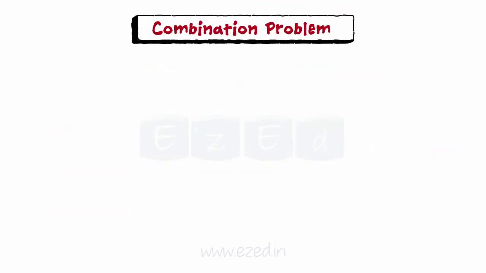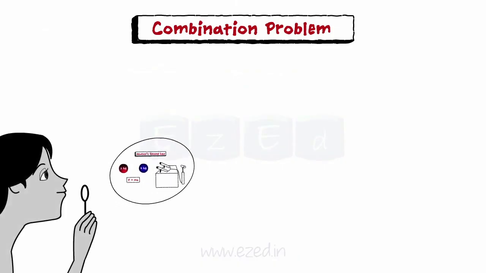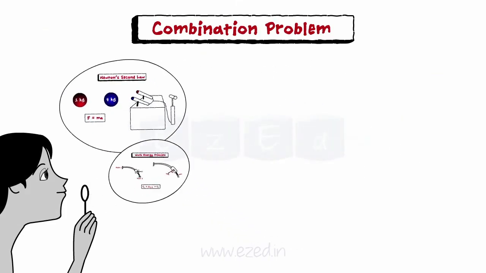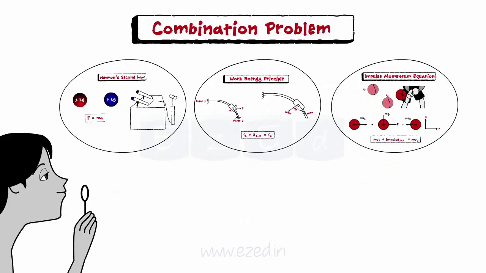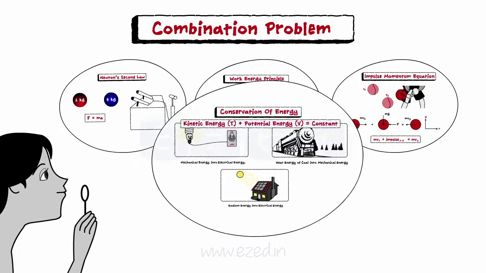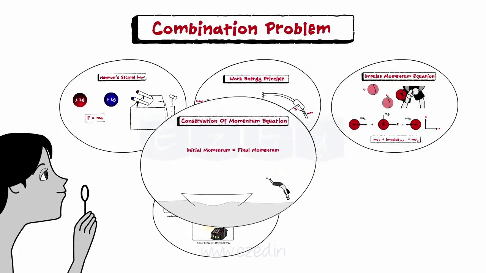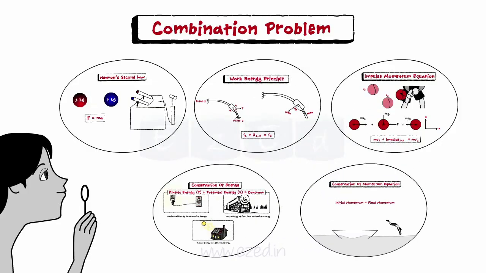A combination problem is the use of all the three methods which we have learnt in kinetics of particles: Newton's second law, work energy method and impulse momentum method. We have also seen conservation of energy principle and conservation of momentum principle, which help us to give quick solutions.